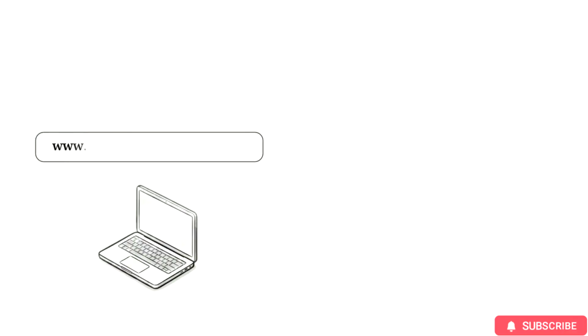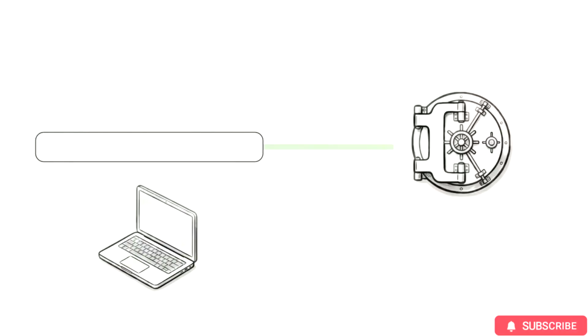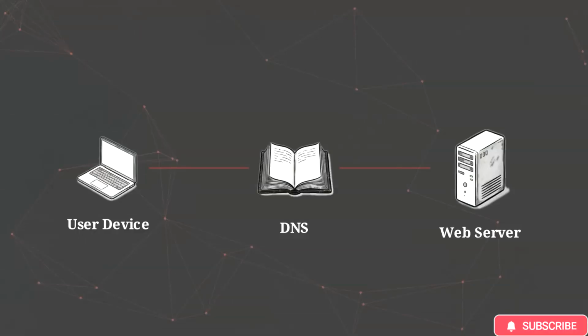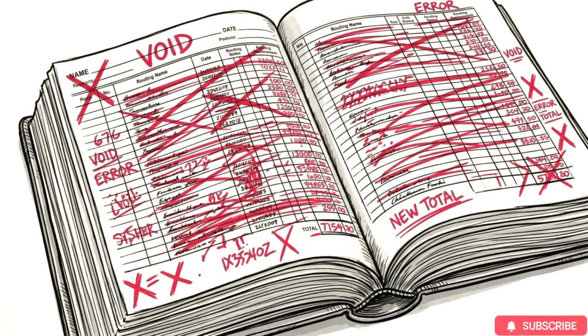We assume that spelling a web address correctly guarantees a safe arrival. We trust the letters on our screen without a second thought. But trusting the name ignores the invisible routing system operating underneath, a system that attackers manipulate through a technique known as DNS poisoning. To understand the mechanics here, we have to look at how the internet routes traffic.